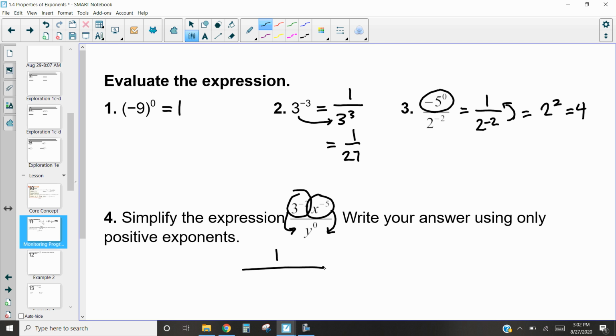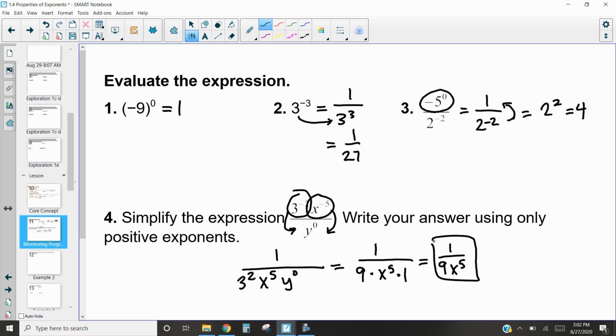So now I have 1, because that's all that's left up there, over 3, now that it's moved down, our exponent stops being negative. 3 squared times x to the 5th times y to the 0. And now we can simplify these terms. So 3 squared is 9, so 1 over 9 times x to the 5th. Now that's in its simplified terms, and then y to the 0 is 1, right? Because anything to the power of 0 is 1. So in the end, we end up getting 1 over 9 times x to the 5th. That's what that complicated mess up here is really saying.